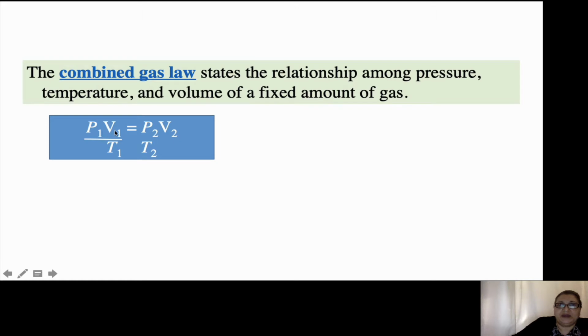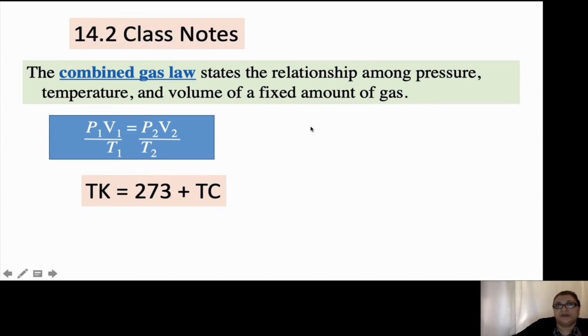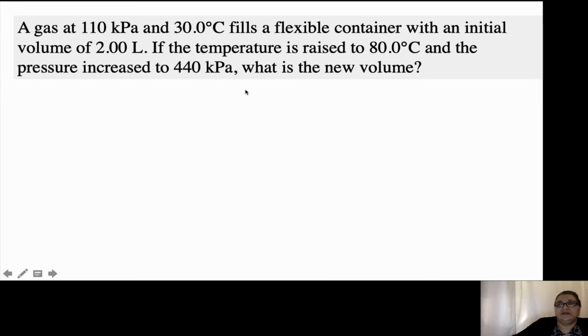P1 V1 over T1 equals P2 V2 over T2. And we also use the Kelvin formula, which is T Kelvin equals 273 plus T Celsius. We're going to just go over a couple of examples to apply that law.